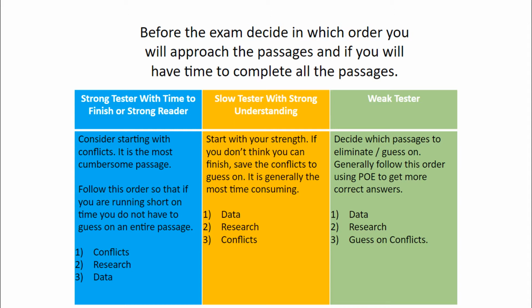So one of the things you want to consider when taking the ACT is when you take the conflicts passage. So that's always very important. It's a reading heavy passage. You can't shortcut it. You can't go straight to the questions. So if you're a strong reader, this is probably a passage that will work well for you, and you probably want to do it first.